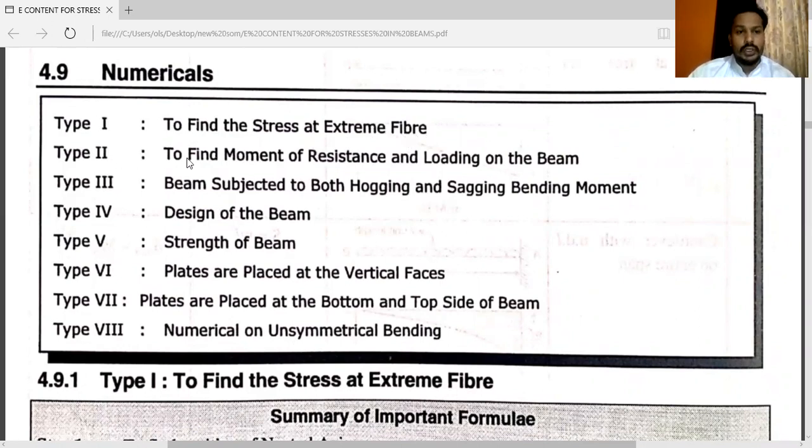Type 2, to find moment of resistance and loading on the beam. Type 3, that is beam subjected to both hogging and sagging bending moment. Type 4, design of the beam. Type 5, that is strength of beam. Type 6, that is plates are placed at vertical faces. Type 7, that is plates are placed at bottom and top side of the beam. Type 8, that is numerical on unsymmetrical bending.